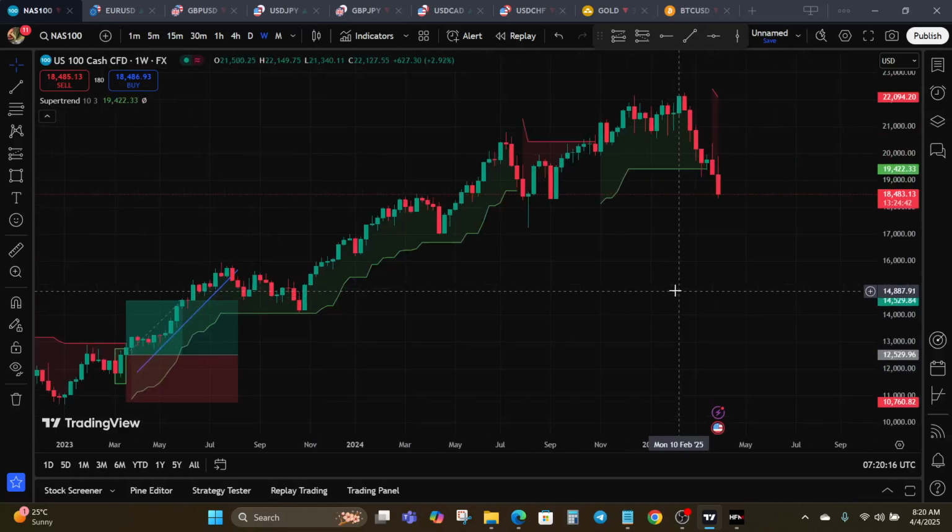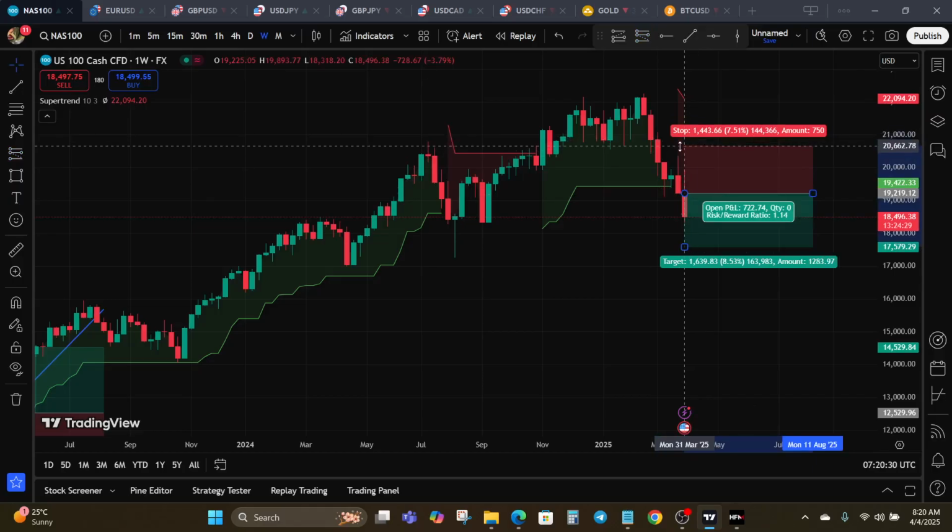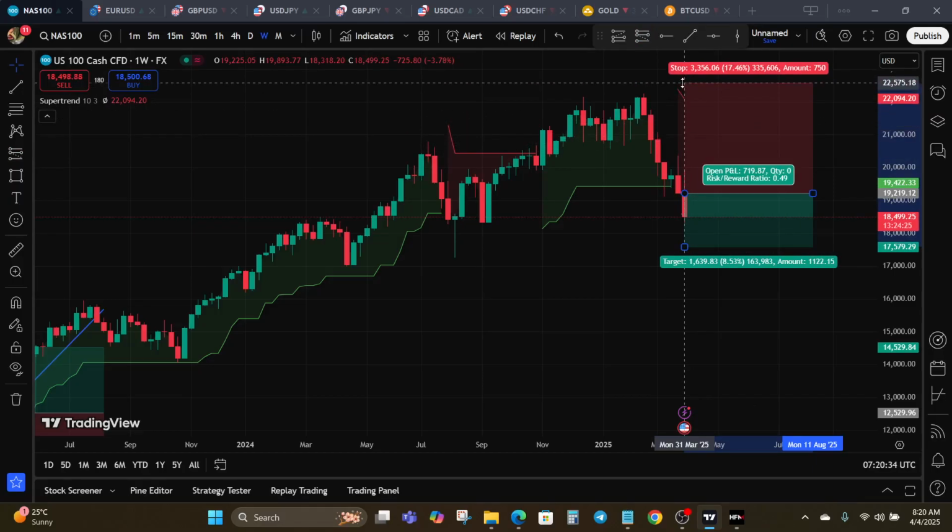But if this is a bearish trade, let's say you get your confirmation. This is the confirmation candle. Then this is our entry, the open of the next weekly candle. In this case, the stop loss is going to be above the super trend line. That's in the case of a sell.